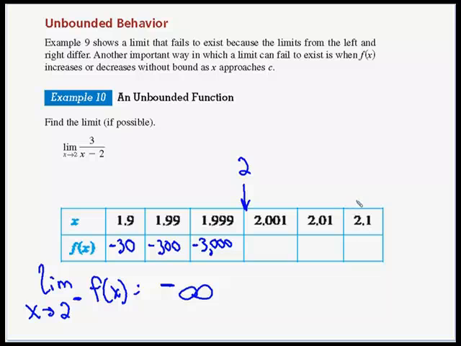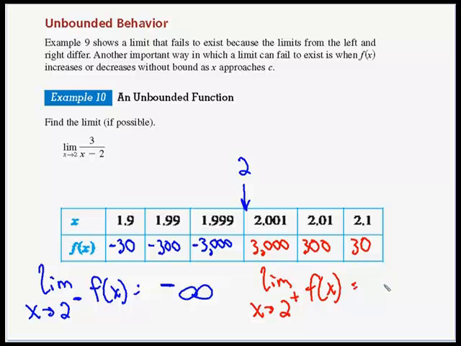If we start to plug in numbers to the right of 2, above 2, if we plug in 2.1, 2.1 minus 2 is positive 0.1, divided into 3 is positive 30. If we plug in the 2.01, 2.01 minus 2 is 0.01, divide that into 3, and you get 300. And for 2.001, we get 3,000. If we were to plug in 2.0001, we'd get 30 grand, and then 300,000, then 3 million. It looks like the limit as x approaches 2 from the right side of our function f of x is equal to positive infinity.